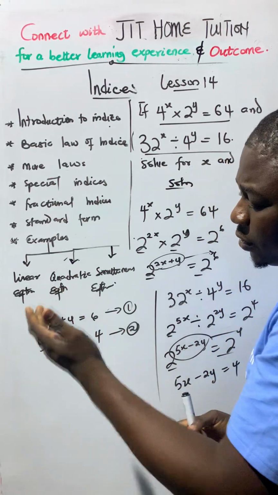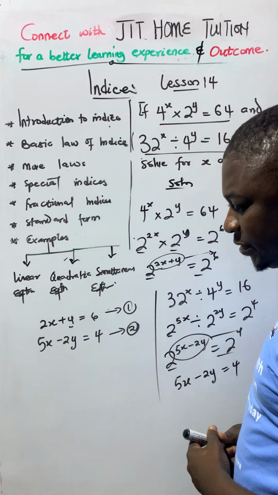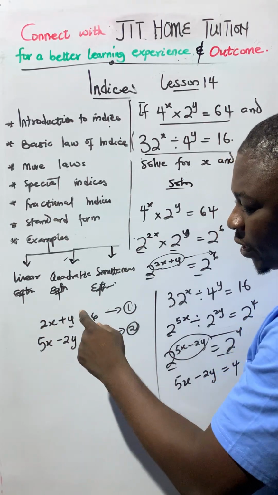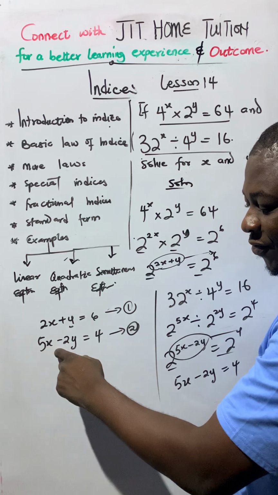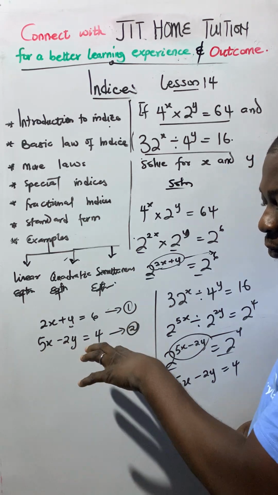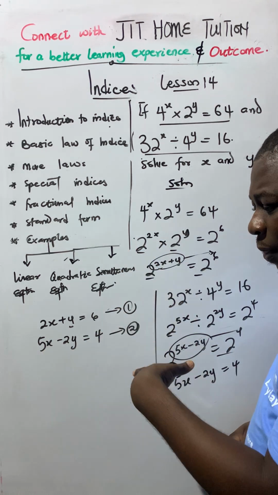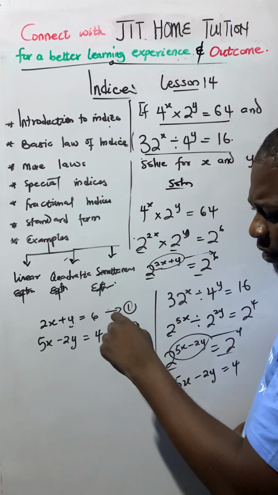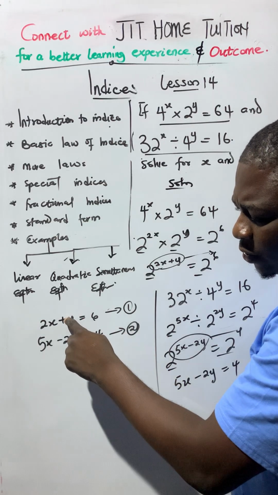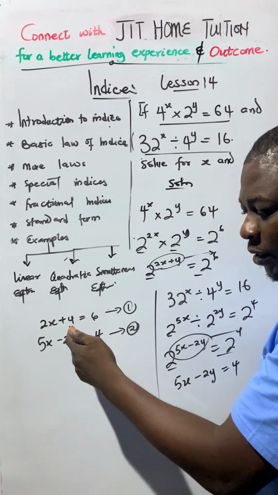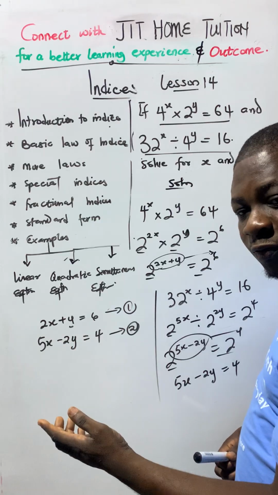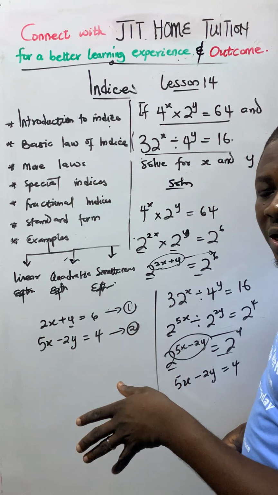All right, so let's use this one as a case study. You have 2x plus y equal to 6 and 5x minus 2y equal to 4. We want to eliminate what? y. Based on what I said here, you see that the coefficient of y here is 1. The coefficient of y here is -2. They are not the same. We have to make sure that they are the same.